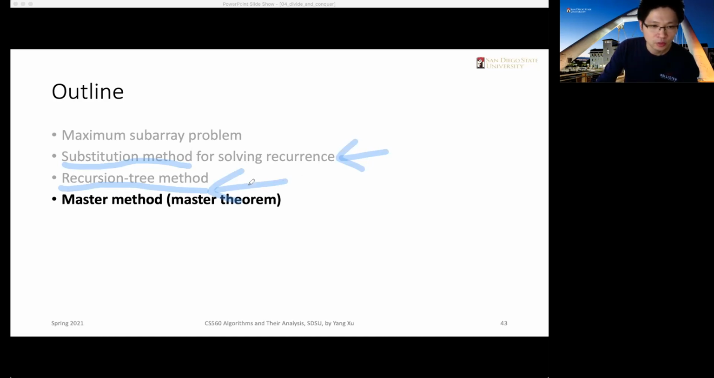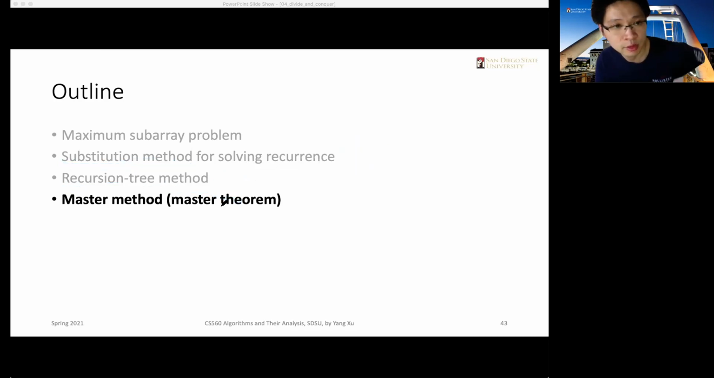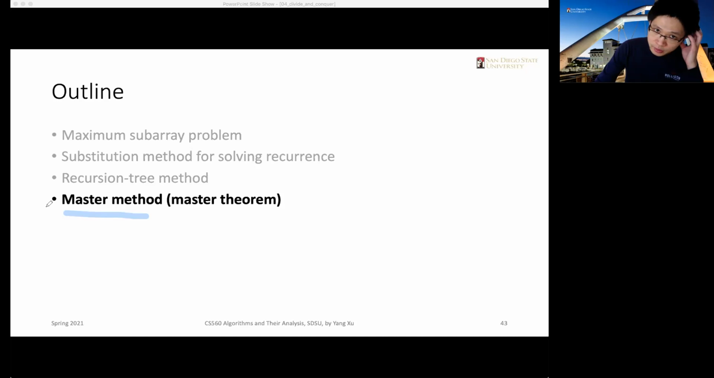Okay, so the master method, or master theorem, that we're going to talk about today provides a general solution to recurrences. We will first introduce the method and talk about its usage, and we will also spend some time to look at how we prove it. But it is not required to fully understand how the proof is done. The most important part is to know all the technical details about when to use such a method.